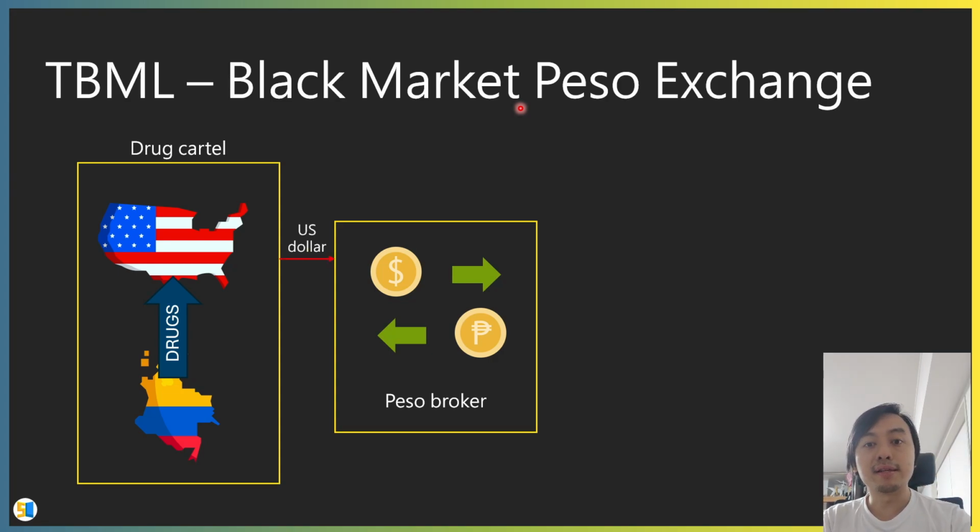They will sell the USD that they got from the sale at a discount. They will sell it under the normal exchange rate. Then the peso broker, with its connection in Colombia, will send the money from its account in Colombia to the drug cartel's account in Colombia. So the involvement of the drug cartel stops here. But how will this peso broker get the pesos back, right?